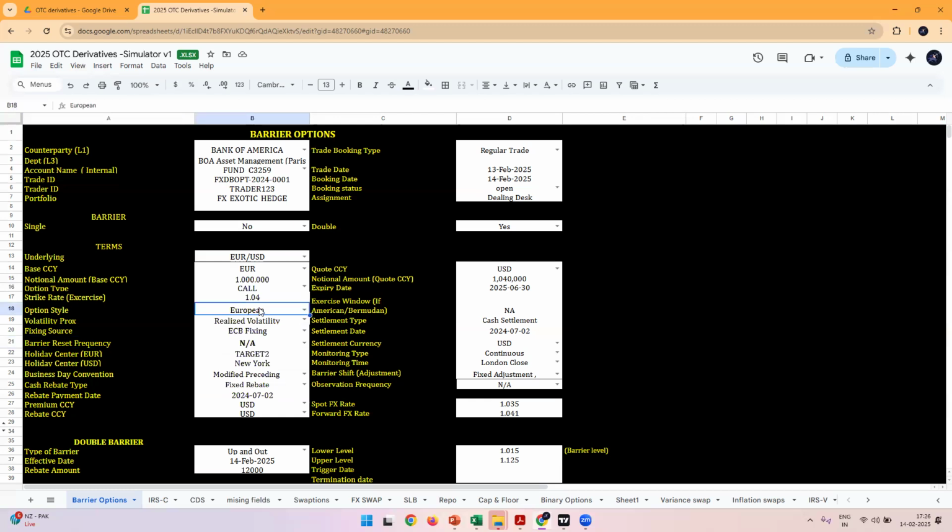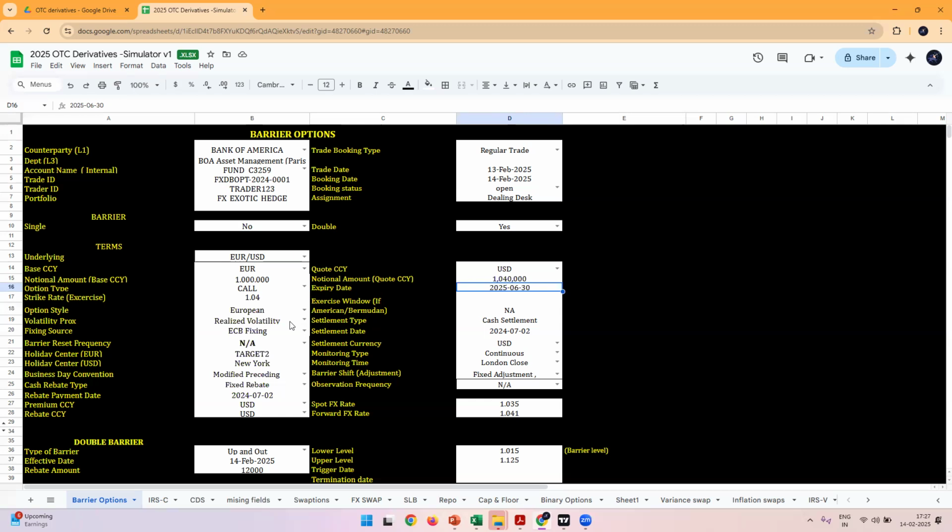When you take a European option, you have to wait till the expiry date, that is 30th June 2025, to get your payoff. Whereas in an American option, you can demand the payoff whenever you want. The holder will have the right to exercise it. Now, once we book the trade into the system, on a day-to-day basis we need to calculate how much is our notional gain or loss.